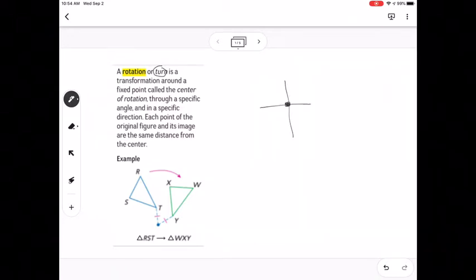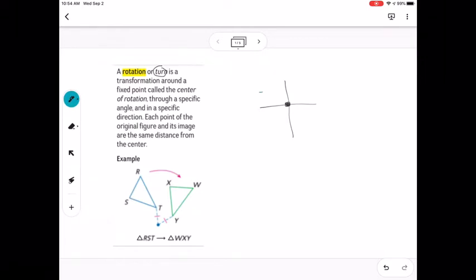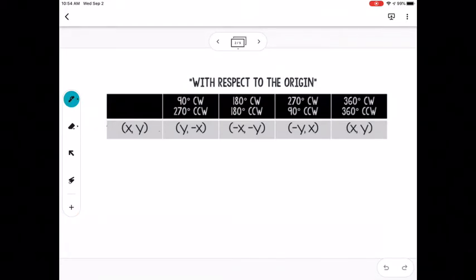Basically, we're going to have a center point. Our center point will always be 0, 0. We're going to take a shape, like this triangle, and we're going to spin it around that center point to give it a new spot. That's what we're doing. We're spinning the graph around the center point. So we're going to be doing a few different spins.